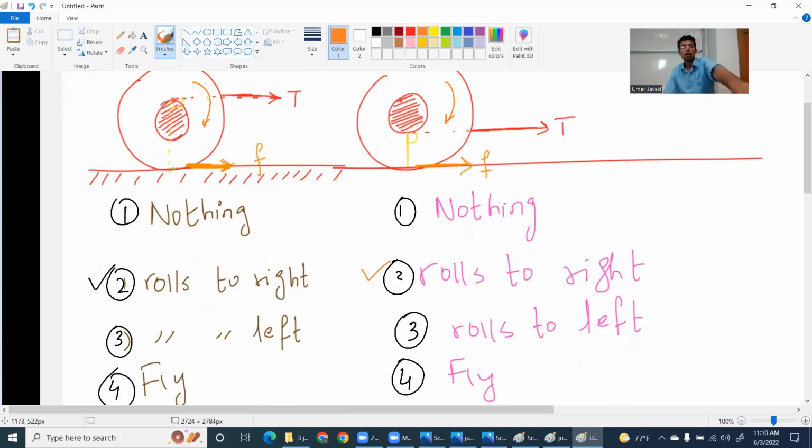Now, let's look at the other options. Rolls to the left, definitely not. And the last one is, do they fly? No, they don't fly. So the answer is rolls to the right.